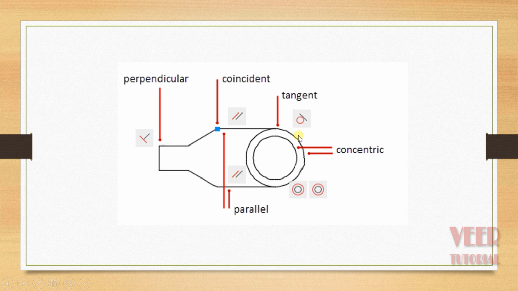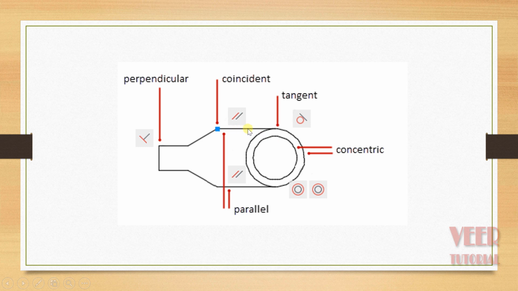Similarly, we can see we have two circles. These two circles are concentric with respect to each other. What is meant by concentricity? Two circles are concentric when they have a common center. So these two circles have a common center. And we can see the symbol of concentricity that is represented here.